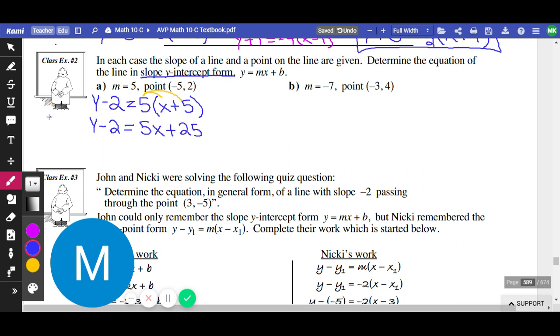And that's starting to look more like slope-intercept form, right? Got rid of the brackets. It's a little bit closer. The only thing that we need to fix now is this minus 2. Remember, slope-intercept form has y all by itself up here. So I need to move that 2 by adding 2 to both sides. My final answer is y equals 5x plus 27.